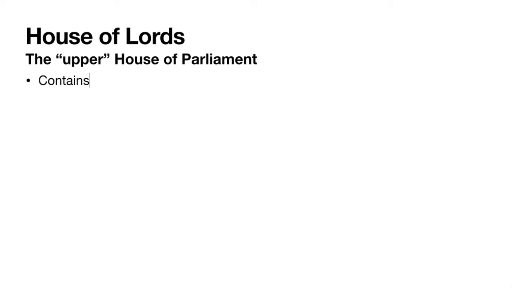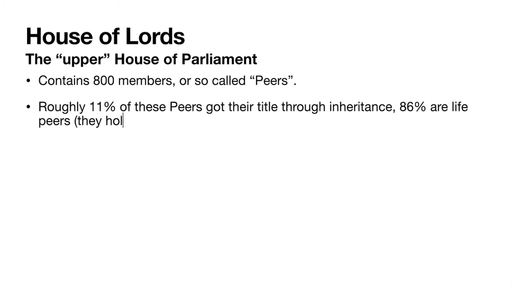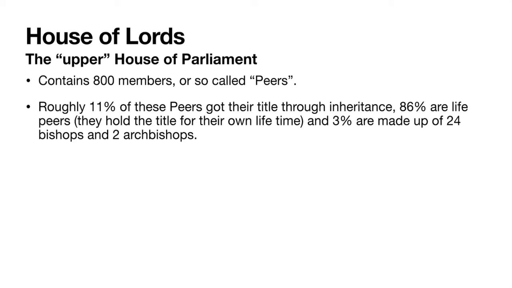Next up is the House of Lords. The House of Lords, also called the Upper House of Parliament, contains 800 plus members, or so-called peers. These peers may get their title in different ways. Roughly 11% of them get it through inheritance, 86% are called life peers since they hold their title for their own lifetimes but are not able to pass it on, and the remaining 3% include 24 bishops and 2 archbishops.